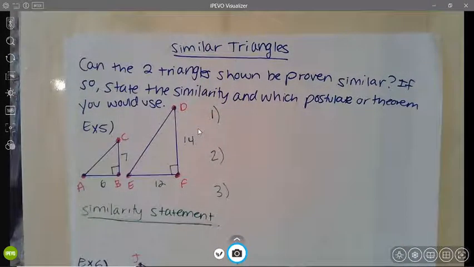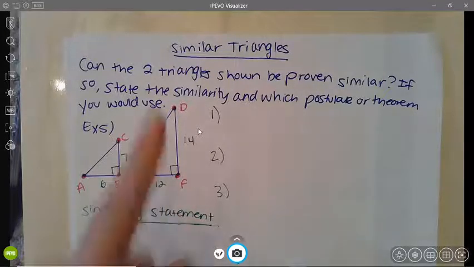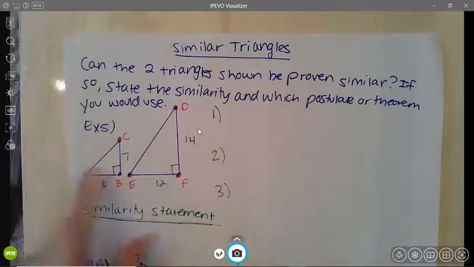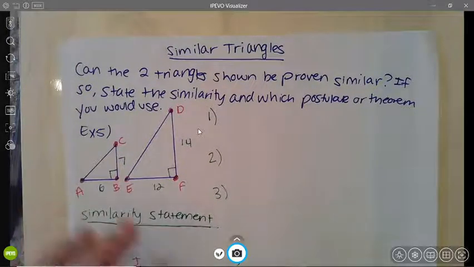Okay, so example 5. Let's get going. So again, I want to show that the two triangles are similar by either SSS similarity, SAS similarity, or AA similarity, which, who knows? They might not even be similar. So we have to decide. We're going to be like little detectives. We're going to figure out if these triangles are similar, and if they are, we're going to state how we know and the postulate we use to show that they're similar. Okay, well, let's get going, you guys.